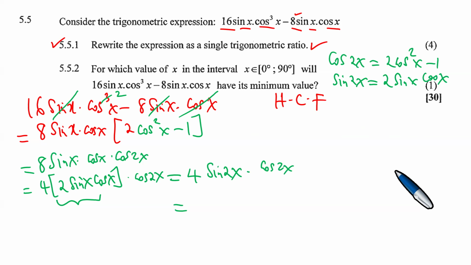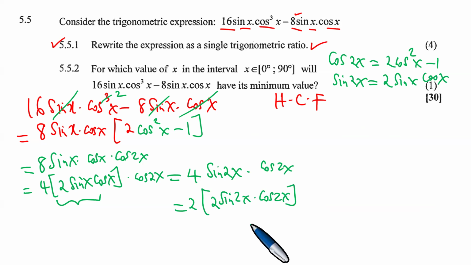But yes, we can take out another 2 and write 2 sine 2x cosine 2x. I'm going to engage you, forgive me. Just engaging a little bit. What is 2 sine x cosine 2x? What is the answer here?